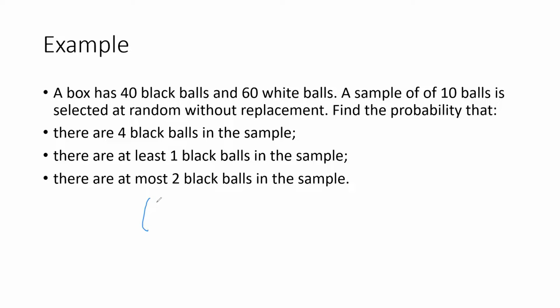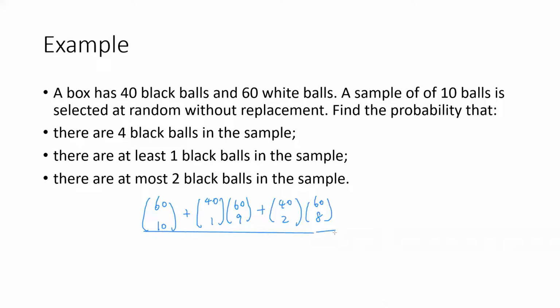So it would be just what? 0 black balls, all white, 60 choose 10. And then you have a 40 choose 1, and 60 choose 9, and then you have 40 choose 2, and 60 choose 8, and the bottom is the same, which is 100 choose 10. All right, so this is a problem that shows using at least, at most, this kind of thing. Okay, oftentimes you will see this kind of language in this type of problems.